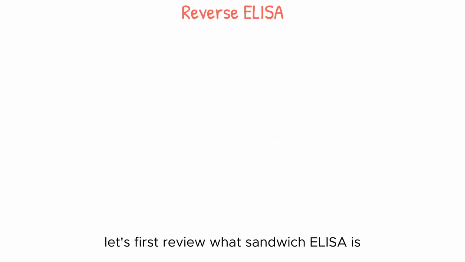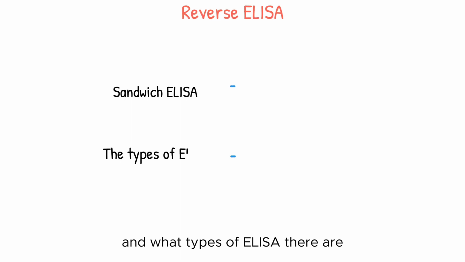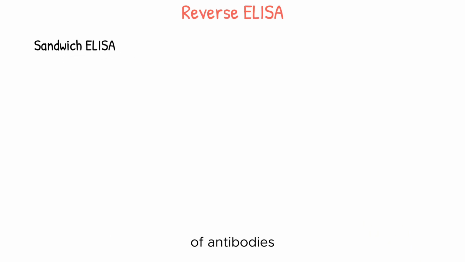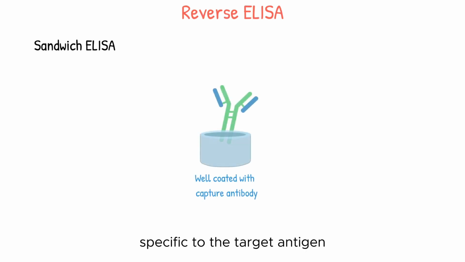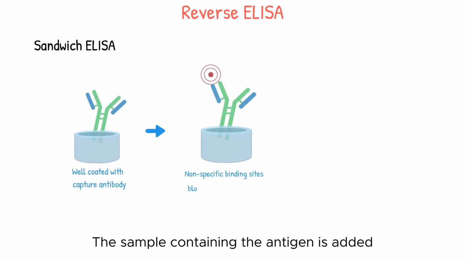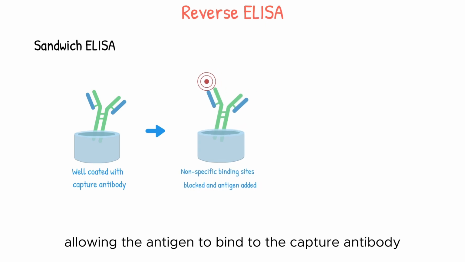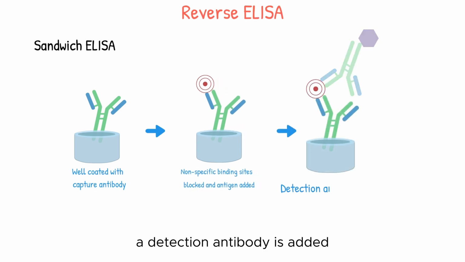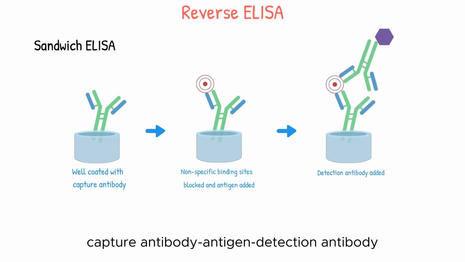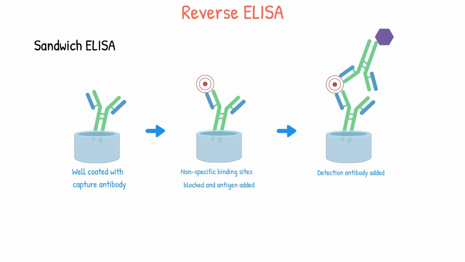Okay, let's start. Before we dive into our main topic, let's first review what sandwich ELISA is and what types of ELISAs there are. The sandwich ELISA is an immunoassay that detects antigen between two layers of antibodies, primary and secondary. It begins with a capture antibody specific to the target antigen, immobilized on a solid surface. The sample containing the antigen is added, allowing the antigen to bind to the capture antibody. Then, a detection antibody is added, which binds to the antigen, forming a sandwich structure: capture antibody, antigen, detection antibody.